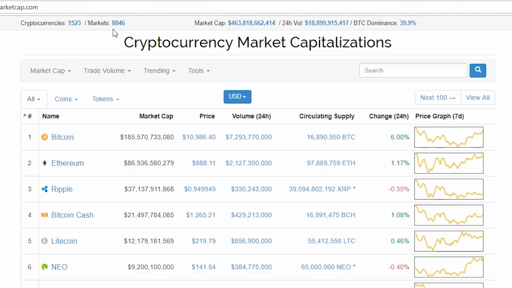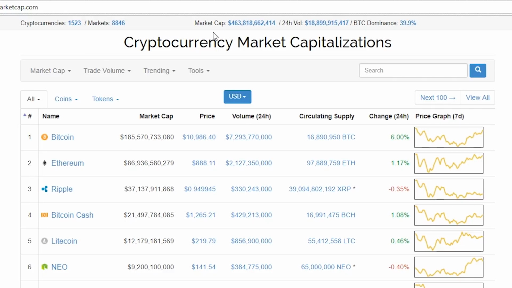The second thing here is markets. Now these are just the amount of markets that are traded. So an example of a market might be US dollars for Bitcoin, US dollars for Ethereum, or Ethereum and Bitcoin markets, or Ethereum and an altcoin, or Bitcoin and an altcoin, so on and so forth. So these are the amount of markets out there at the moment, so 8,846.